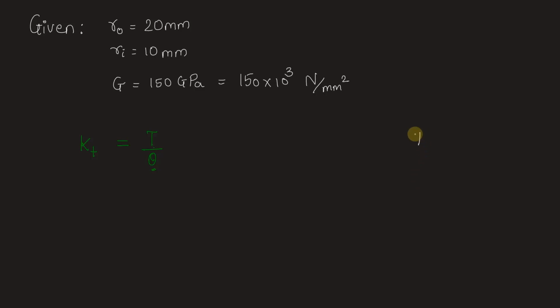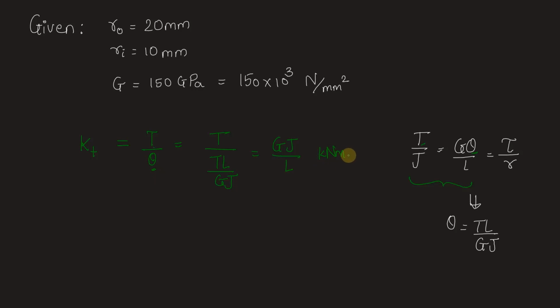Pure torsion equation is given as T by J equal to G theta by L equal to tau by R. Now we are interested in the first two so that we can get a value of theta in terms of T. From here we get theta as TL by GJ. Let's substitute it over here. So we have Kt is equal to T upon TL by GJ, which is equal to, rearranging this, GJ by L, the value of torsional stiffness. Unit of this stiffness will be unit of torque, kilonewton meter per radian, because radian is the unit of angular displacement. So it is kilonewton meter per radian.